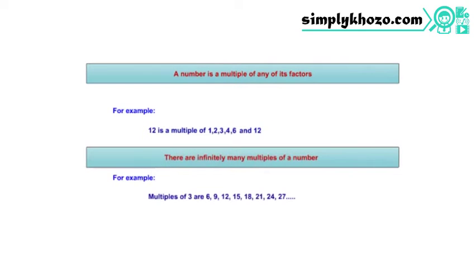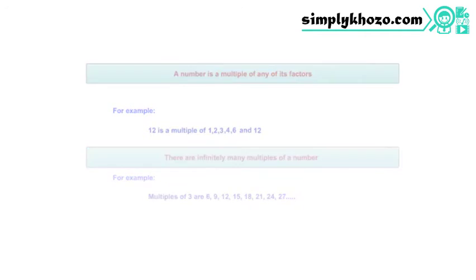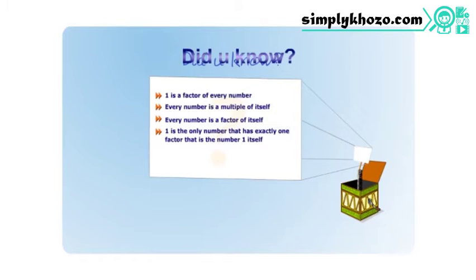A number is a multiple of any of its factors. There are infinitely many multiples of a number. Next, you will learn about some properties of factors and multiples.